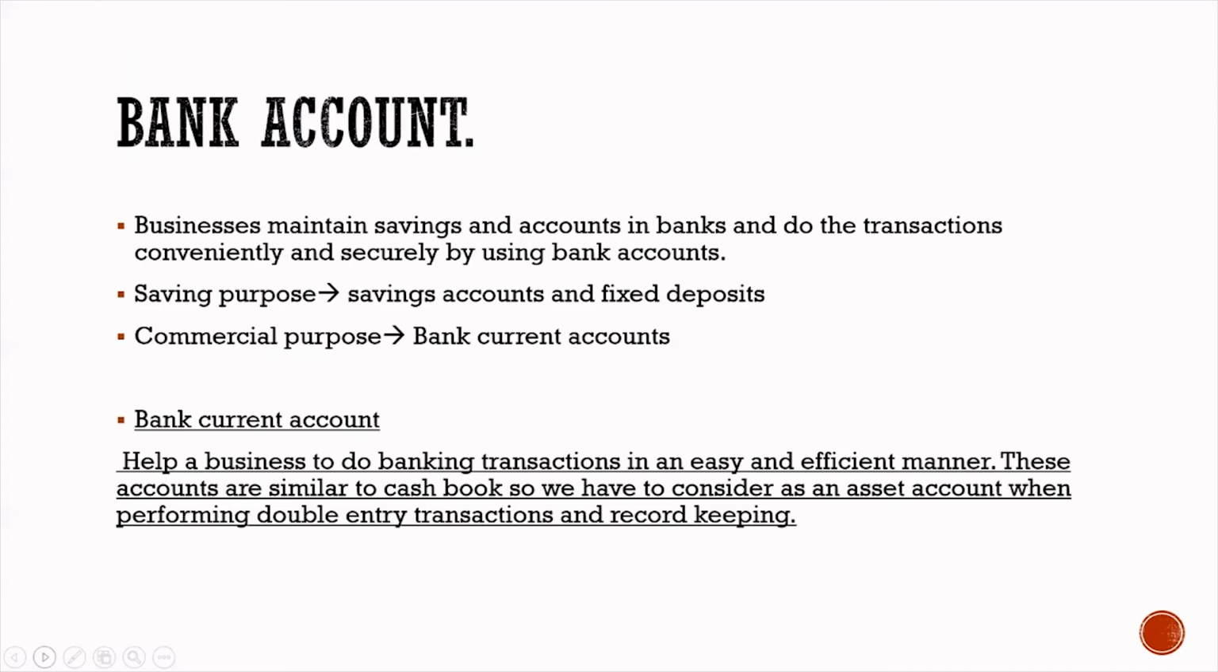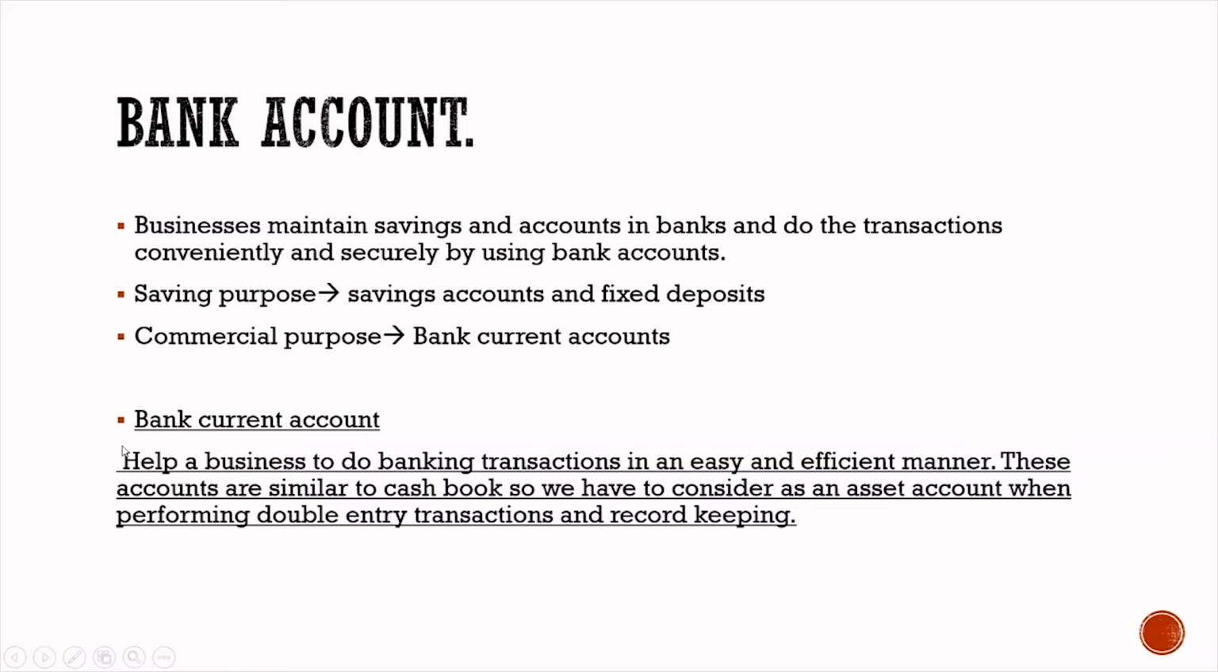So what is the bank account about? Businesses having savings and accounts in banks do transactions conveniently and securely by using the bank accounts. For saving purposes, a business has savings accounts and fixed deposits, and for commercial purposes, that is to do their businesses, they use the bank current accounts. So what we consider is the bank current accounts.